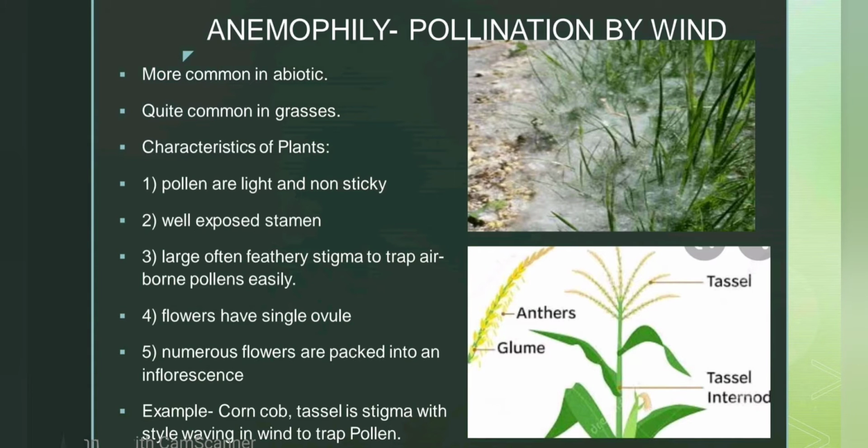So first is anemophily, that is pollination by wind. It is the more common of the abiotic agents, quite common in grasses. Plants pollinated by wind have characteristic features. For example, pollen is light and non-sticky, the stamens are well exposed, and the stigma is large and often feathery to trap airborne pollen grains. Flowers have a single ovule as loss of pollen is very common in anemophily. Numerous flowers are packed into an inflorescence, for example the corn cob. Tassels with stigma and style wave in the wind to trap pollen grains. It is very common in grasses.